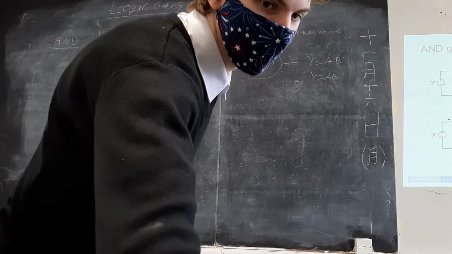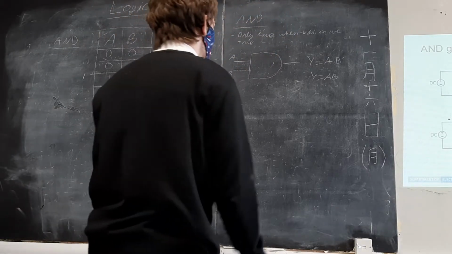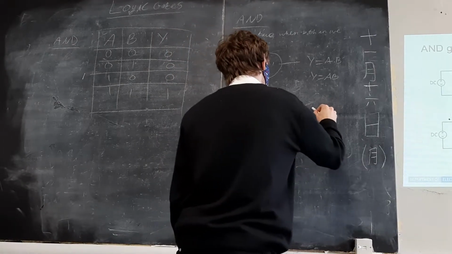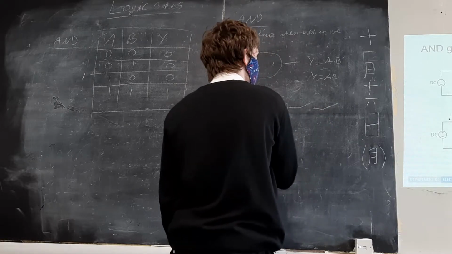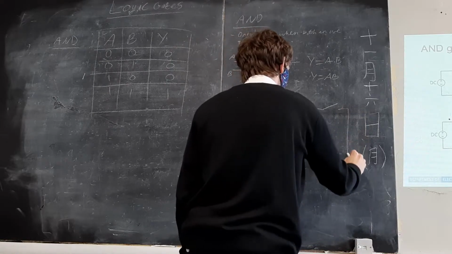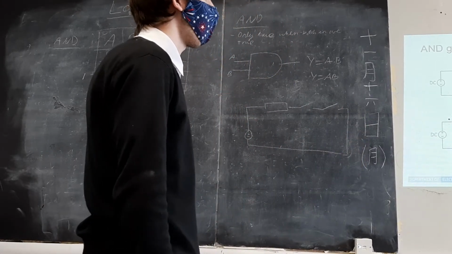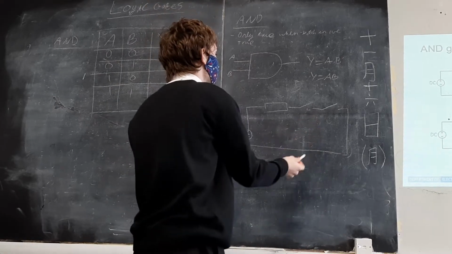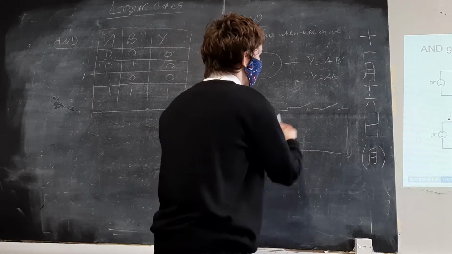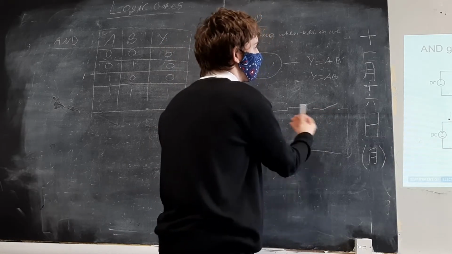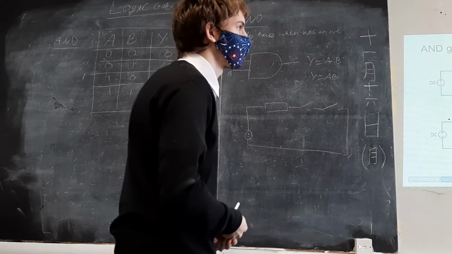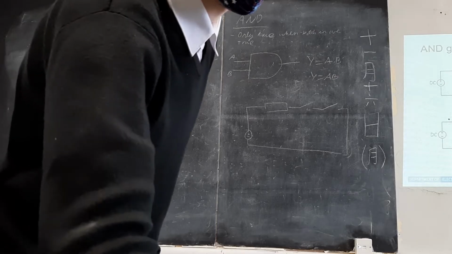So AND gates work like switches. This is pretty much what it looks like. Imagine you have a power supply. Both switches are open, nothing happens. One switch is closed, one switch is open, nothing happens. The other switch closed, other switch open, nothing happens. When they're both closed, you get things happening. So that's basically an AND gate.